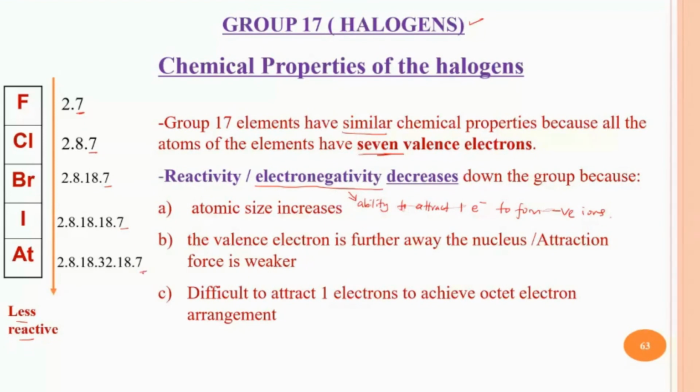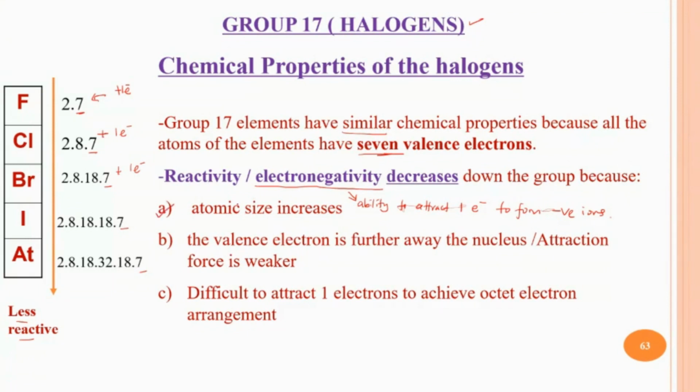So how to achieve an octet? It tends to gain 1 electron. All of this group 17 needs to gain 1 electron. Now, how to explain the reactivity for group 17?